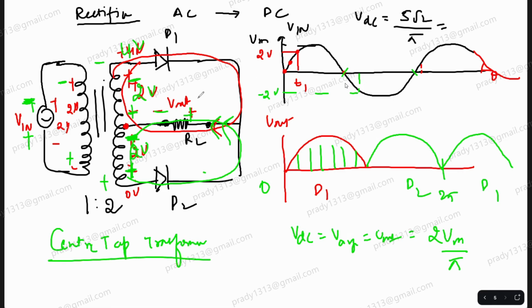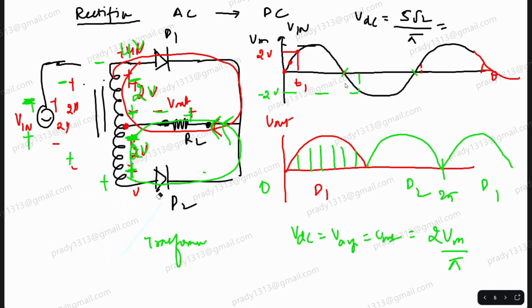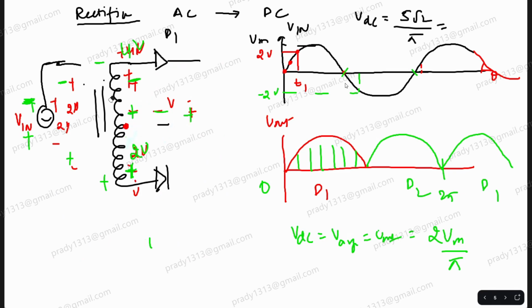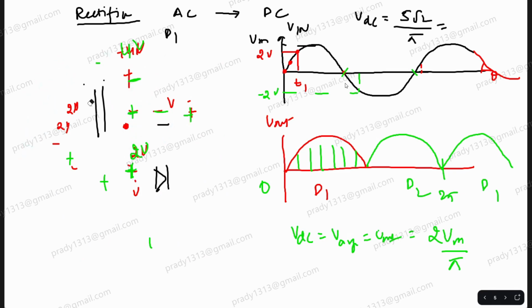But this is costly. Why? Two diodes are used, and you need a center tap transformer to do the rectification. Now we can make it a cheaper circuit. How? Correct, just use 4 diodes.